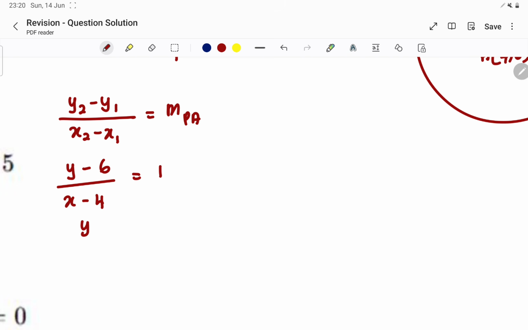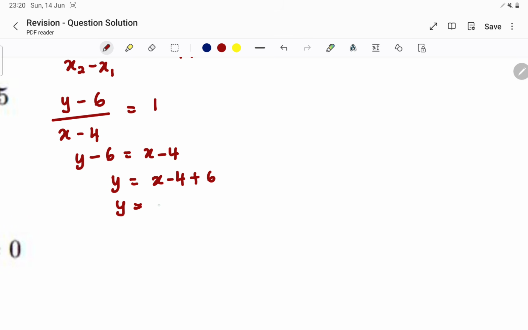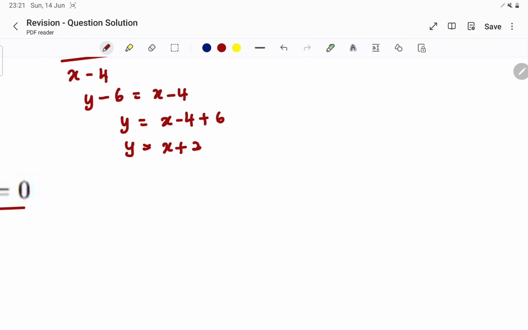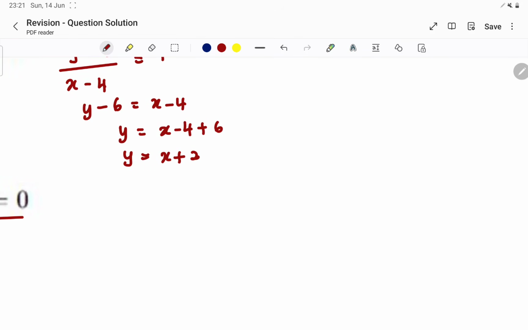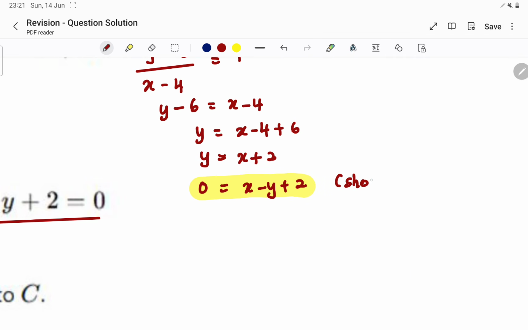So here you can move x minus 4 to the right side. Then you're going to get 1 multiplied by x minus 4. Then you move 6 to the right side. Then you're going to get x minus 4 plus 6, which makes y equal to x plus 2. And then since we want to find the standard equation, which is to make it equal to 0, you can bring y to the right side. Here it becomes x minus y plus 2, which is also similar to the equation that you have here, and you already showed it, no? Okay, like that. So this is for question 1.